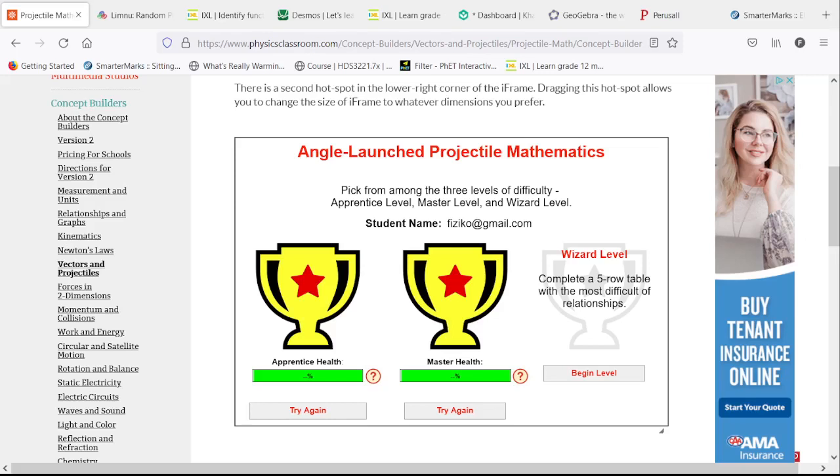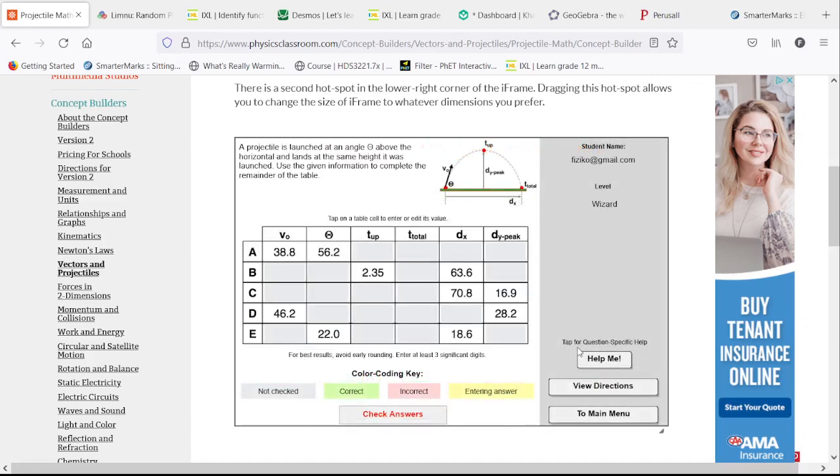All right, we're going to do the solutions for the one trophy level we did not do in class. So we did the apprentice and master levels on the Angle Launched Projectile Mathematics activity on Physics Classroom. We will now do the wizard level. In this case, we don't have any two rows with the same information, so each will be its own separate problem.